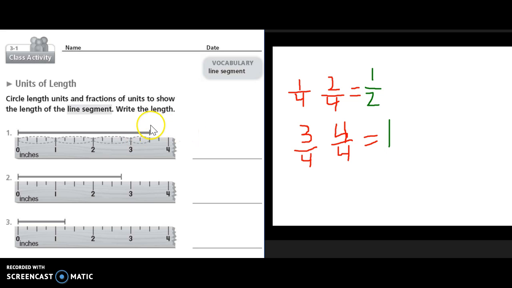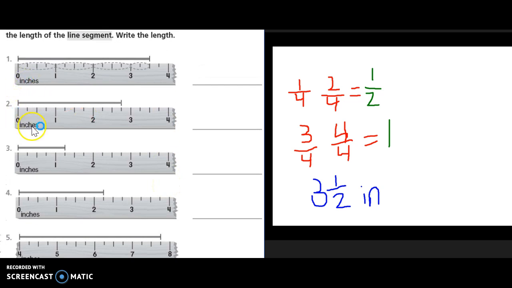So now let's look at our line segment. Our line segment comes in at 1/4, 2/4, or half of the inch. So our line segment is 1 inch, 2 inches, 3 inches, and half of the next inch. So that's 3 and 1/2. And that's the answer that you would write right here. This is 3 and 1/2 inches.